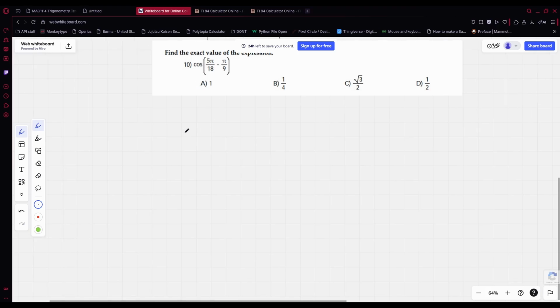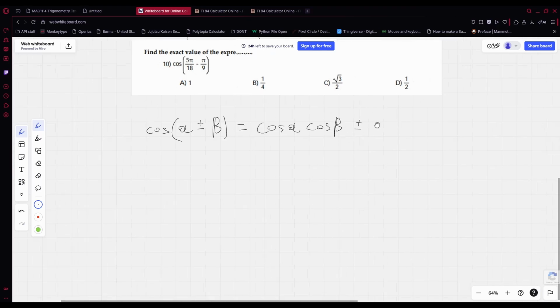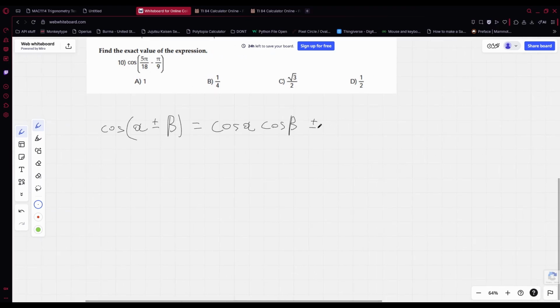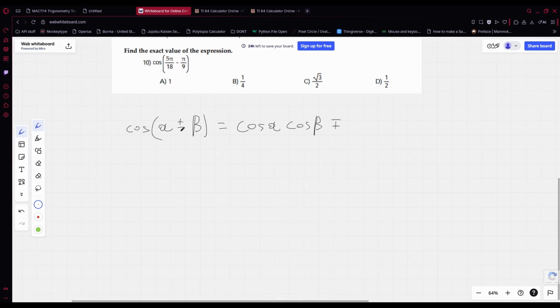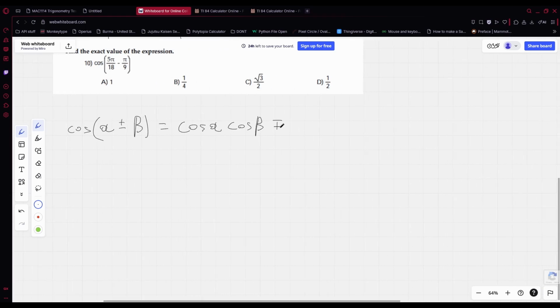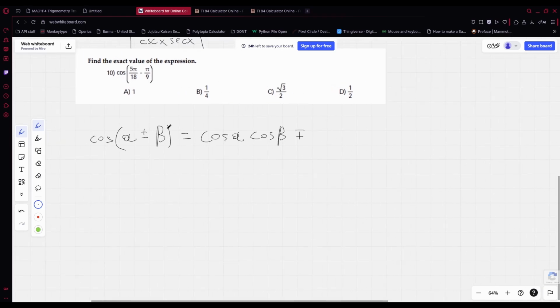So as we know, as I hope we know, cosine of alpha plus or minus beta is equal to cosine alpha cosine beta, and then the inverted, oh wait, it's supposed to be inverted, so it's like this. So whatever the sign is between, in the parentheses, should be the opposite sign. So if it's positive, it's negative. If it's negative, it's positive. So that's what that sign means. And then sine alpha, sine beta.